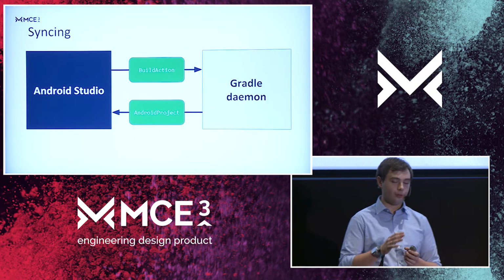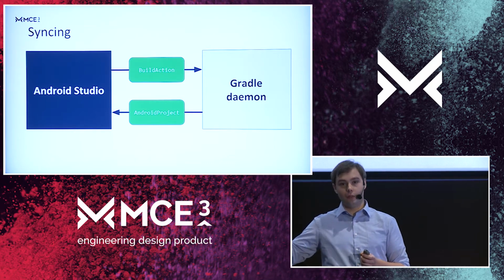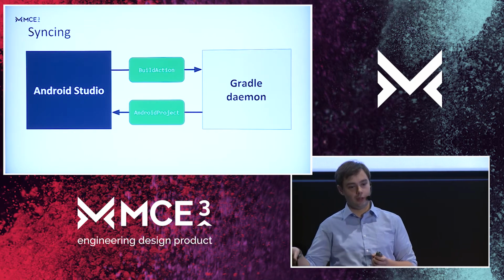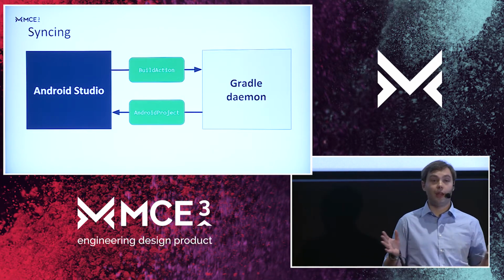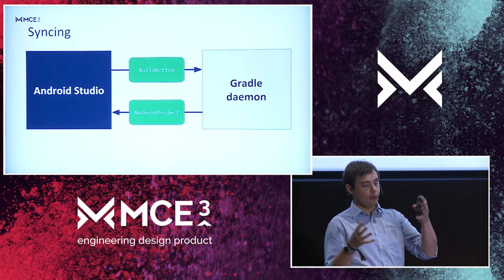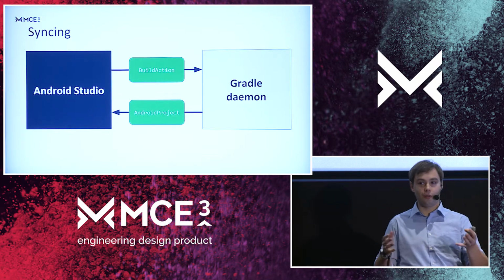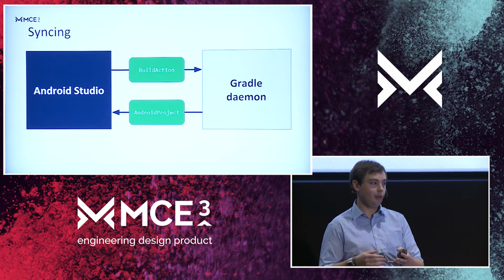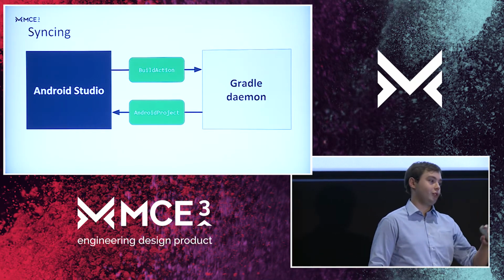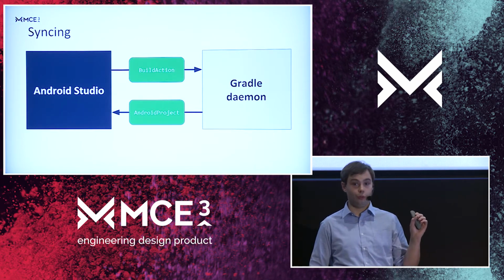Syncing is the process in which we ask Gradle to run all the build script logic and execute the whole, how it's called, configuration phase. And once this is done, we invoke the Android plugin to construct a description of the whole project as we see it and as we would use it during build. And this description, the Android project, or an object of Android project type, is sent back to Studio.